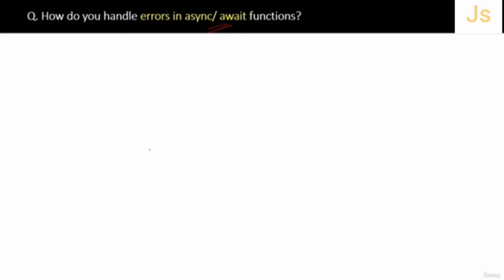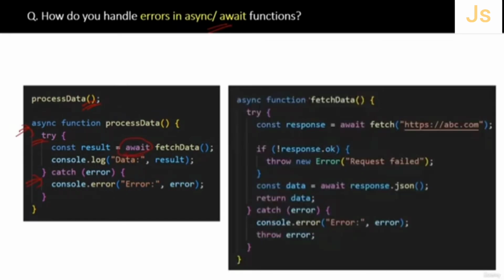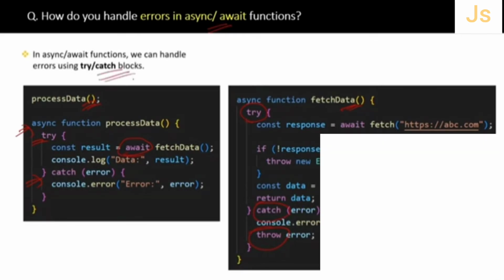Let's just revise it. Here you can see the function processData, which uses async await, and you can see the try catch block inside it. Then you can see the body of the fetchData function. Again, we are using the try catch and throw statements here. So the answer is simple: in async await functions, we can handle errors using try catch blocks.